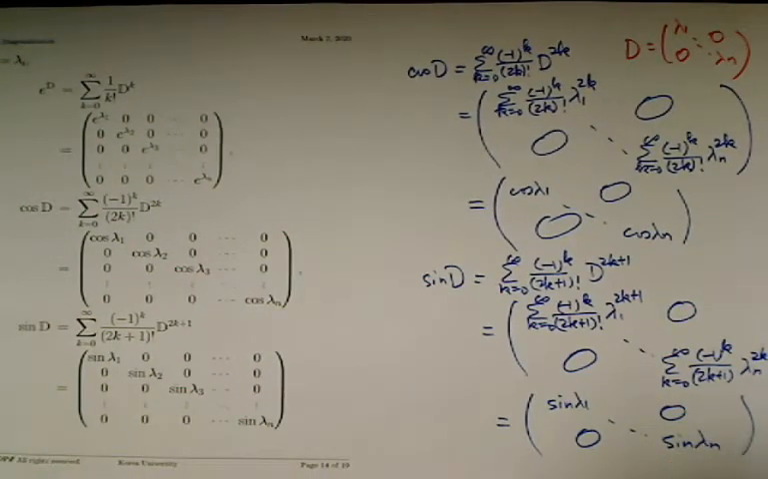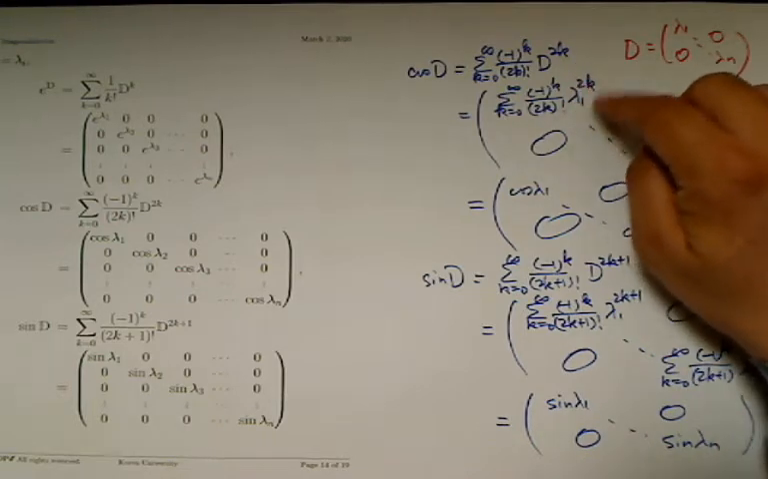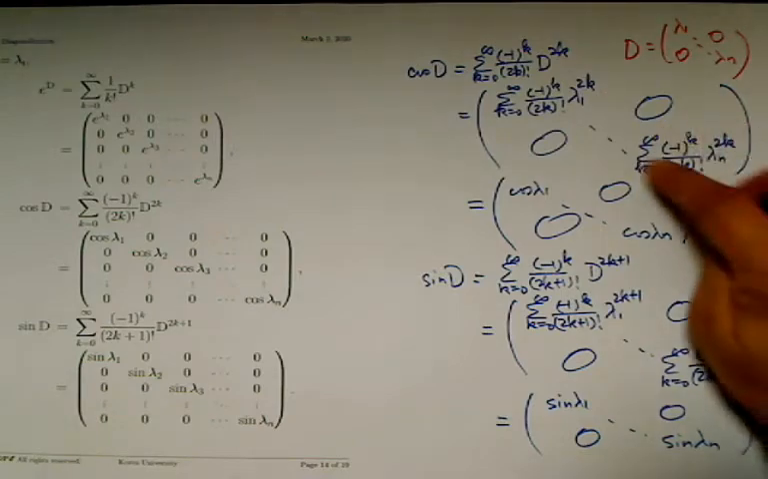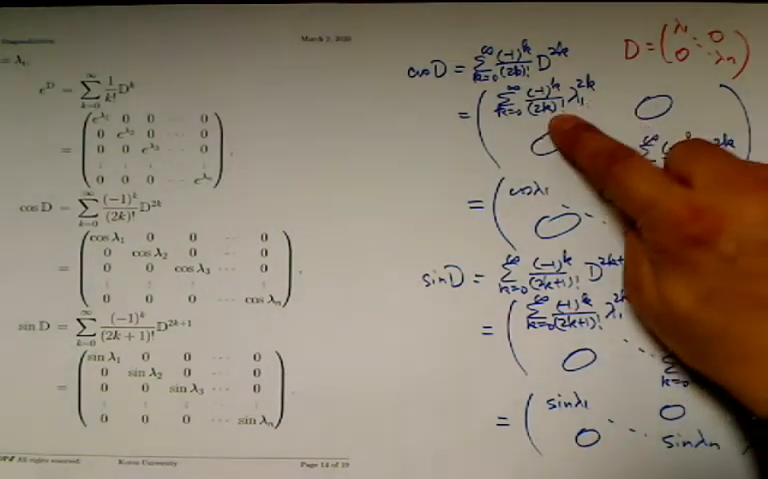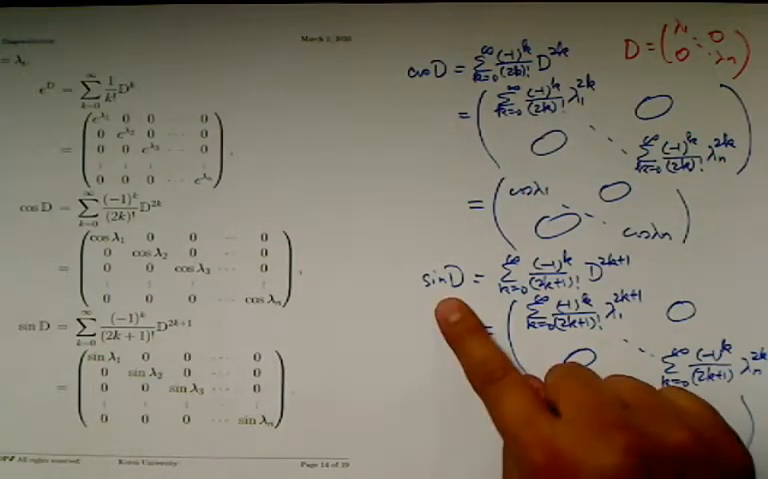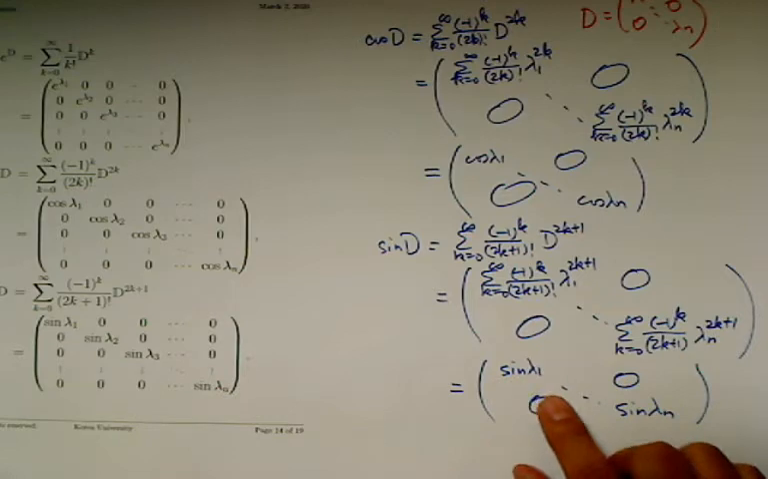In a similar manner, the cosine of a diagonal matrix and the sine of a diagonal matrix can be computed very easily. As we can see, the powers of the diagonal matrix replace each element by its power. And if I sum all contributions together, each element is summed separately. This is cosine, so each element has the cosine of the original element. In a similar way, sine can be computed, and the sine of a diagonal matrix is just the sines of the diagonal elements.